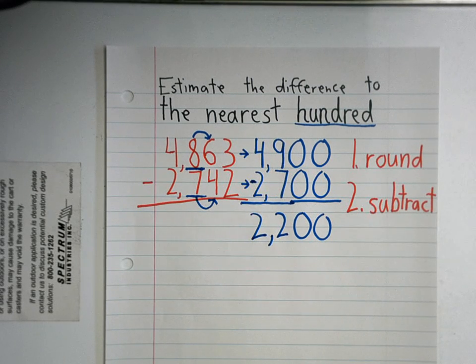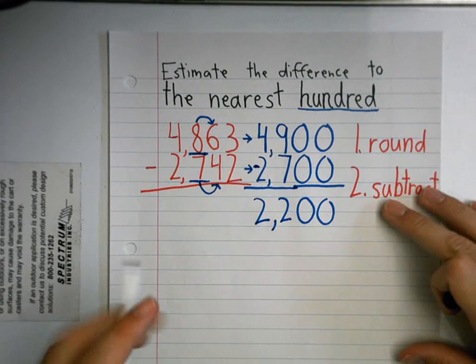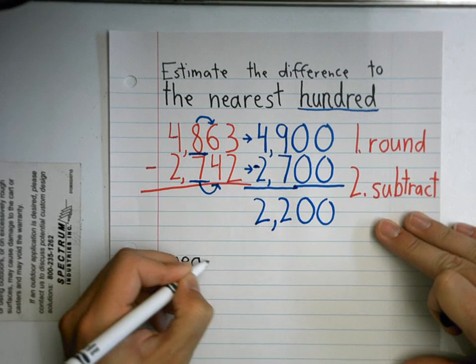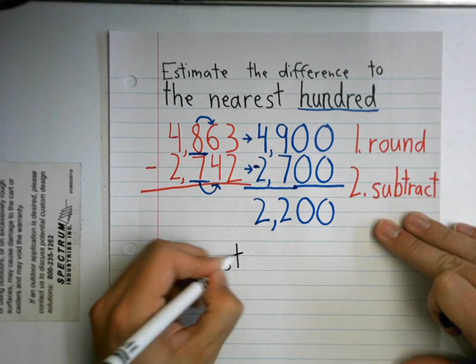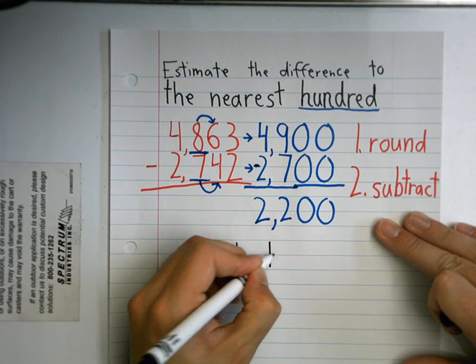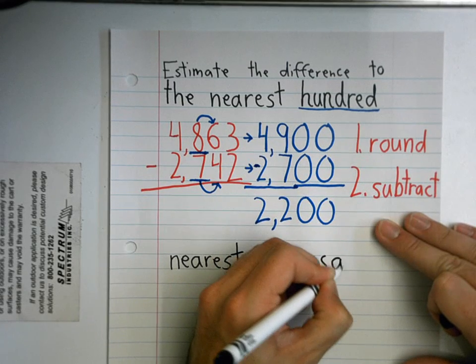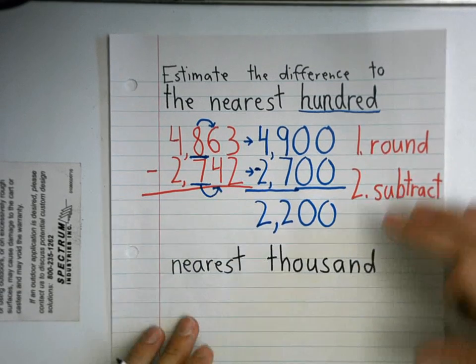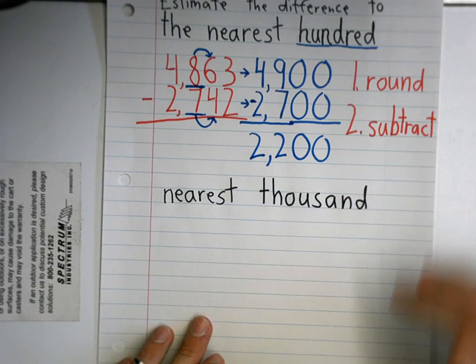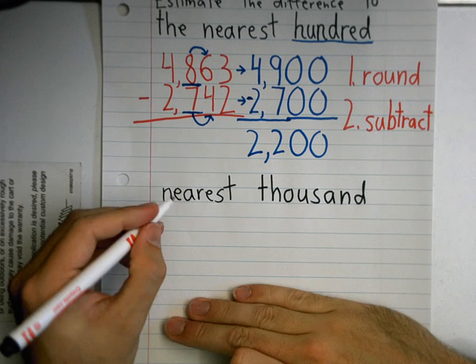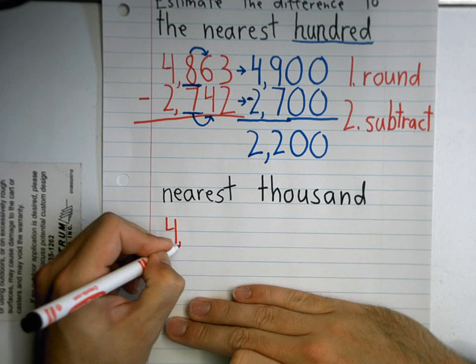Okay? Now I'm going to come down here and I'm going to write a different one. The same thing as up here, but it's going to say nearest 1,000. Okay. Move this up a little bit. And I'm going to give us 2 new numbers. Actually, no, I'm going to use the same numbers as before, because we can use those numbers, but the answer is going to be different.